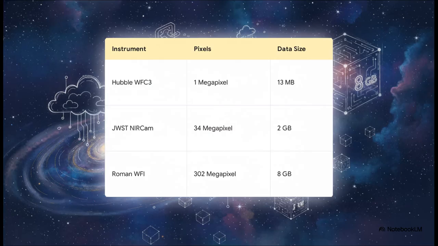Now, when you scale up the field of view by that much without losing resolution, the pixel count absolutely explodes. Roman boasts a 302 megapixel camera. That means a single Roman image file is a massive 8 gigabytes. Think about that for a second. 8 gigabytes is the size of an entire computer operating system, and Roman is packing that into just one single photograph. That vastly dwarfs the file sizes from our previous flagship missions. For context, Hubble images are a mere 13 megabytes, and even Webb sits at around 2 gigabytes.